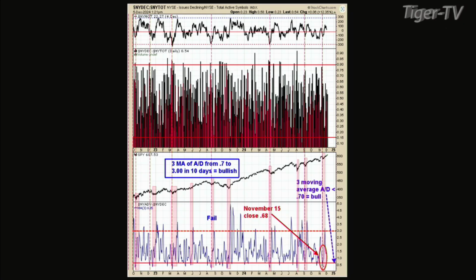You have to have a capitulation to the downside. That happens when the advance-decline 3-day average hits below 0.7, and that happened on November 15th. We had a 0.68 reading. Then within 10 days or less, preferably, you have to have a sign of strength, and that's a reading above 3 on this indicator by November 25th. Well, it hit 3.28 on November 25th. So you actually have a capitulation and a sign of strength.